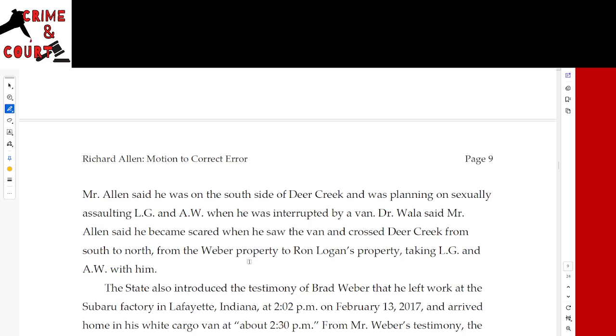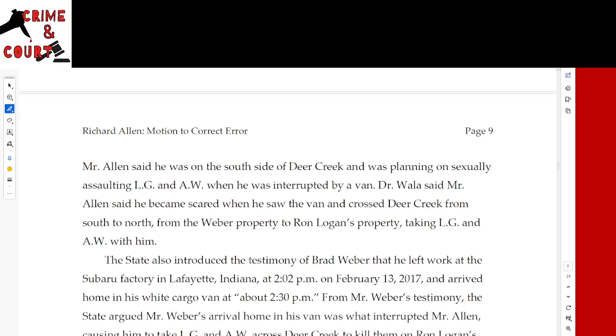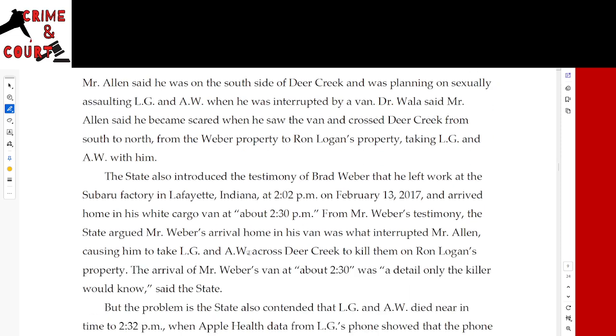Dr. Walla said Mr. Allen said he became scared when he saw the van and crossed Deer Creek from south to north from the Weber property to Ron Logan's property, taking LG and AW with him. So if you recall, Ron Logan is the individual whose property the girls were actually found on, and Ron Logan is deceased at this point, but he was looked at. The FBI seriously did look into him, and we're going to find out a little bit more about how creepy he is.